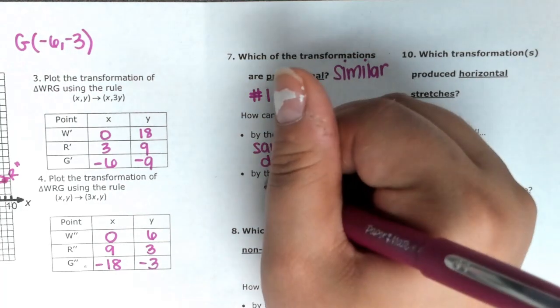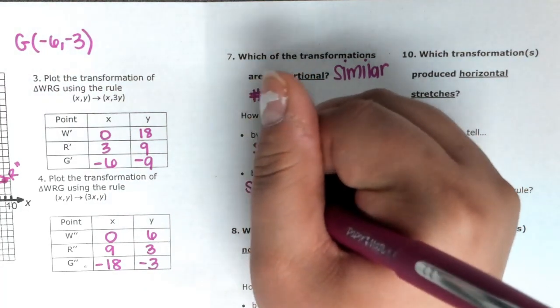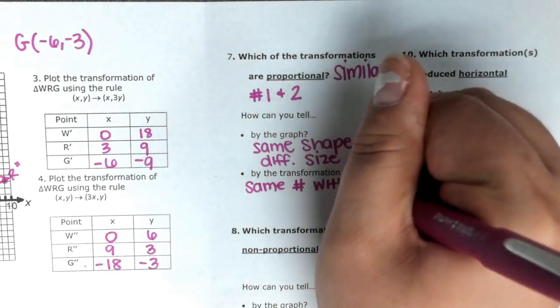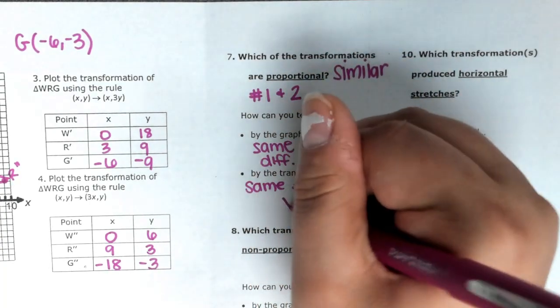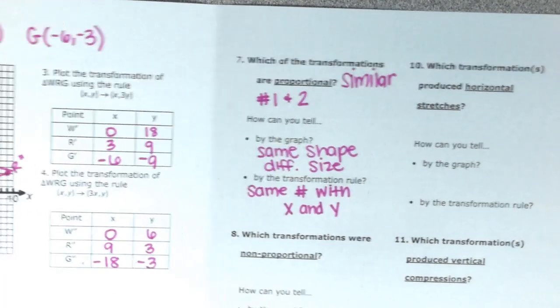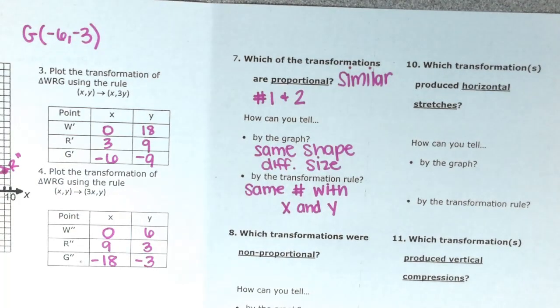Yeah, so it has the same number with X and Y. That's what makes them proportional or similar. So on your homework today, it's going to give you a rule, and it's going to ask, is it similar or is it not similar? And it may even say congruent.